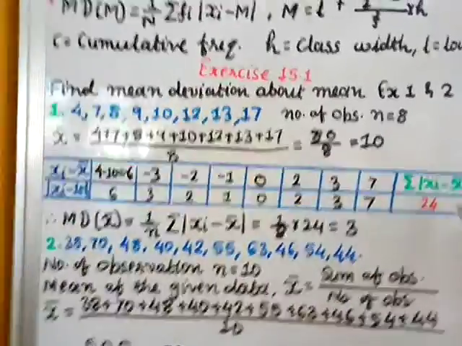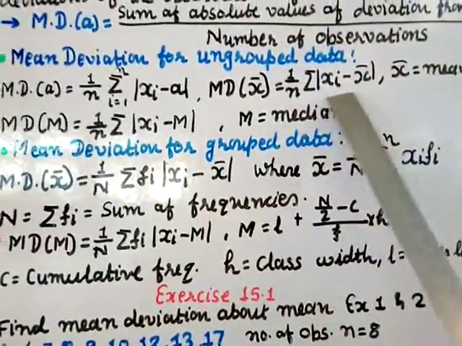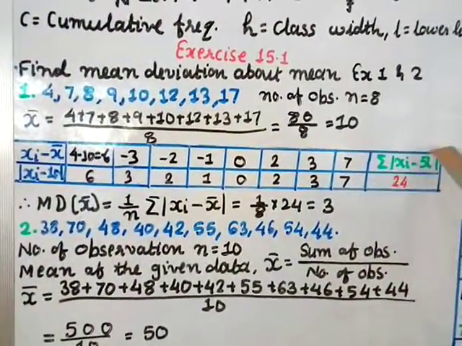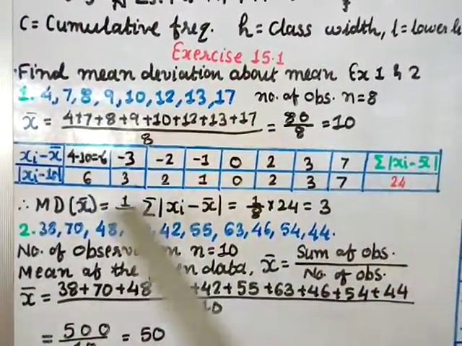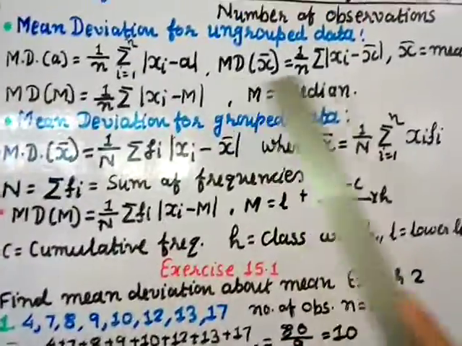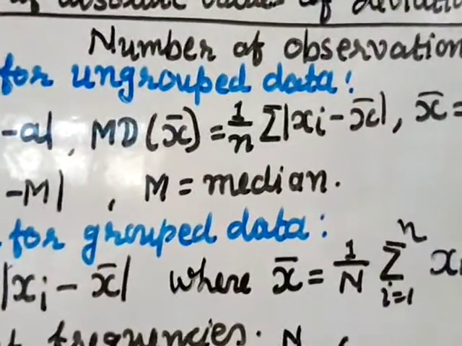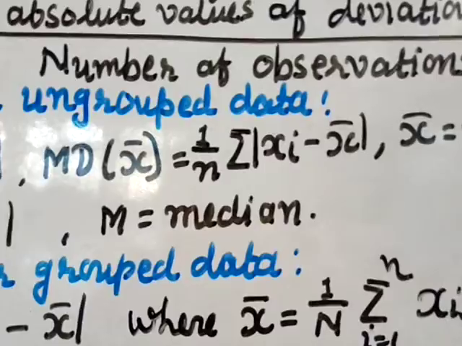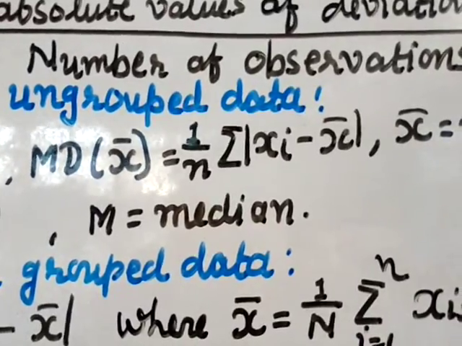Now you have to find the sigma, because you require sigma xi minus x bar. So the sum of these, I have written here as sigma modulus of xi minus x bar. You total this, you get 24. Now use this formula directly: MD, that is, mean deviation about the mean, equals 1 by n sigma modulus of xi minus x bar.